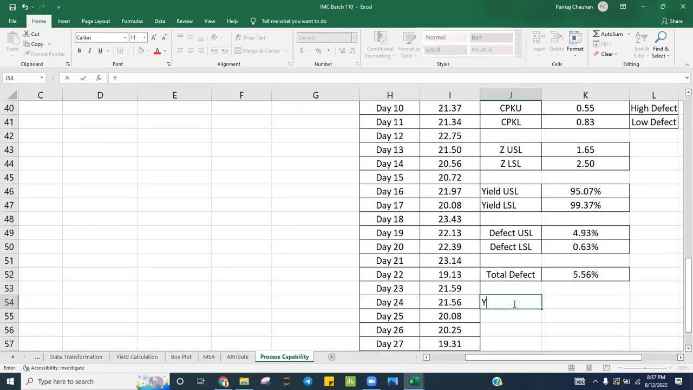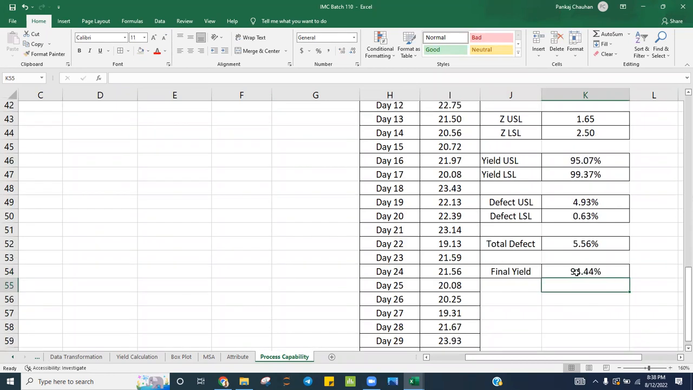Then what is your defect-free time? Meaning how many times you will not miss? That means simply 100% minus this defect percent is the time when you will not miss, which is your final yield. So if I do 1 minus this value, 94.44%, you will not miss either the lower or the upper specification.